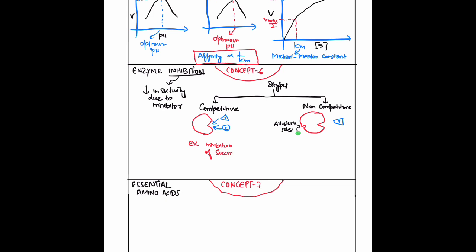Example of competitive inhibition is inhibition of succinate dehydrogenase by a substance called malonate, which looks just like succinate. An example of non-competitive inhibition is inhibition of cytochrome oxidase by an ion called cyanide, CN negative.